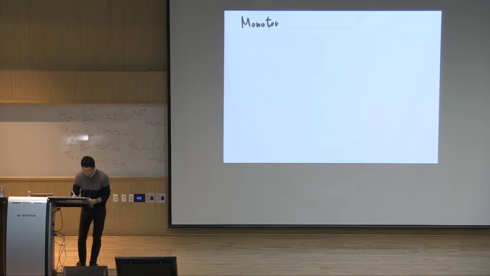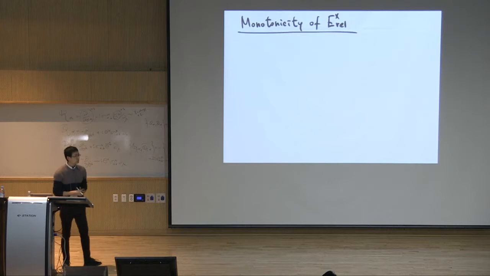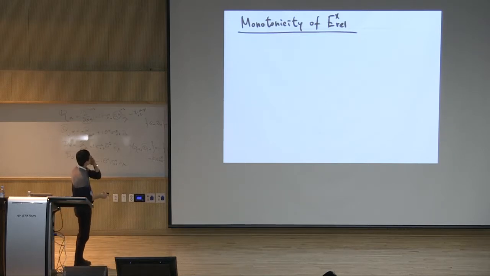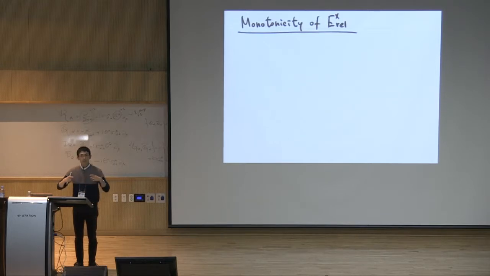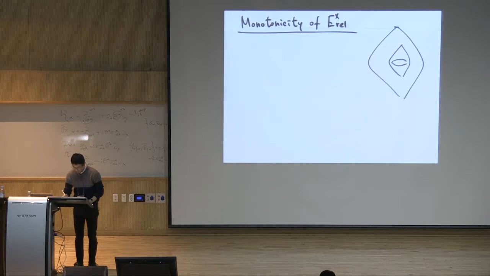The monotonicity of the relative entropy of entanglement. Because the relative entropy of entanglement has the monotonicity property, what we can say is that in quantum field theory, as we have already seen, under the inclusion of the space-time region, the relative entropy monotonically decreases.